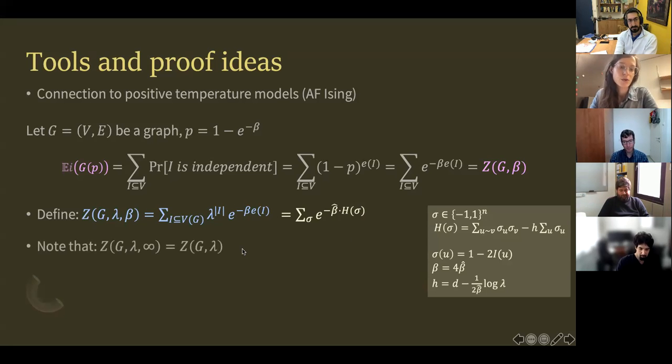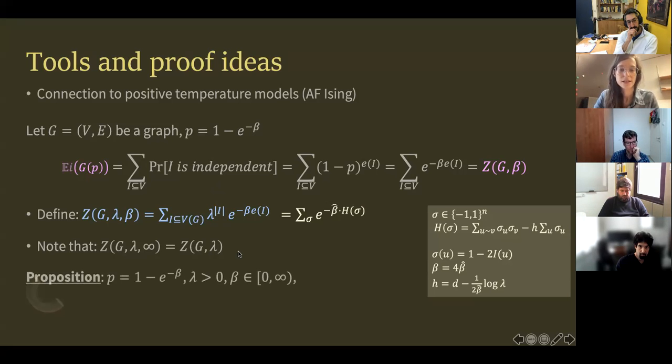Okay. Another thing to note is that if beta is tending to infinity, then we just get p equals 1, and this is just the graph G. So when beta is tending to infinity, we just get the normal partition function of this graph. And when I talk about the partition function of the hardcore model, or of this model, we can always take lambda equals 1. And then the counting is not weighted, at least not by the size of the set.